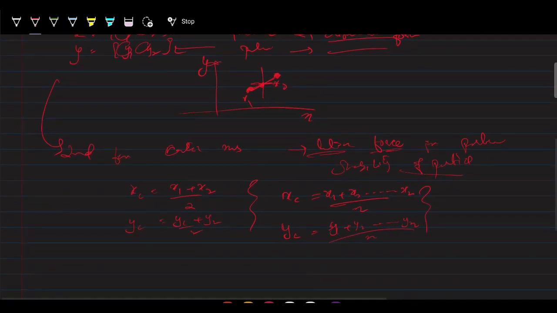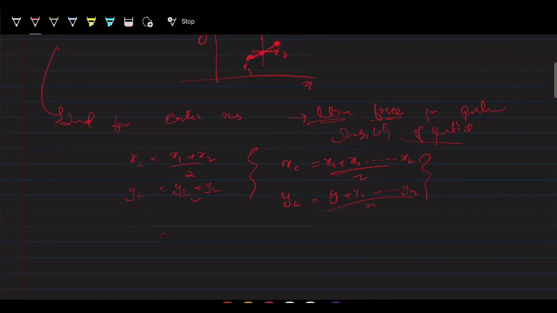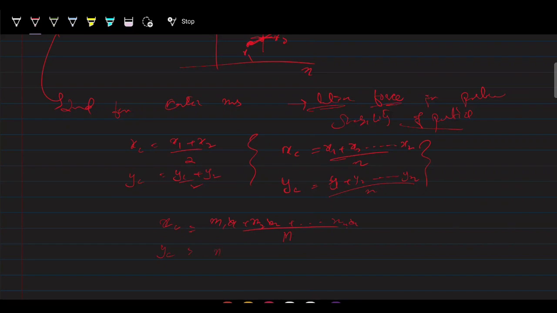If these points have different masses, so the mass distribution would be different, then you can go for the generalized center of mass for this type of problem as m1 x1 plus m2 x2 plus up to mn xn divided by total mass m. Similarly, m1 y1 plus m2 y2 up to mn yn divided by total mass m, to calculate the center of mass of the body.